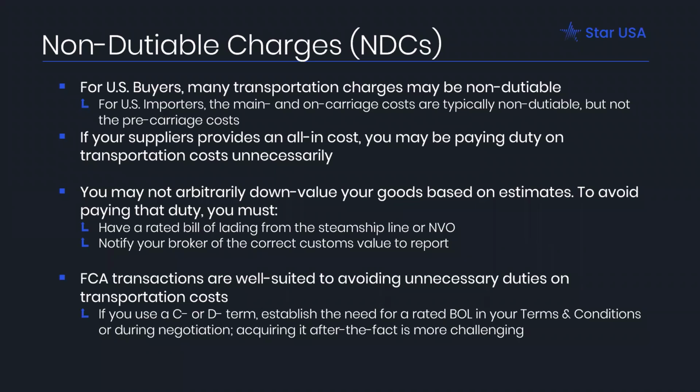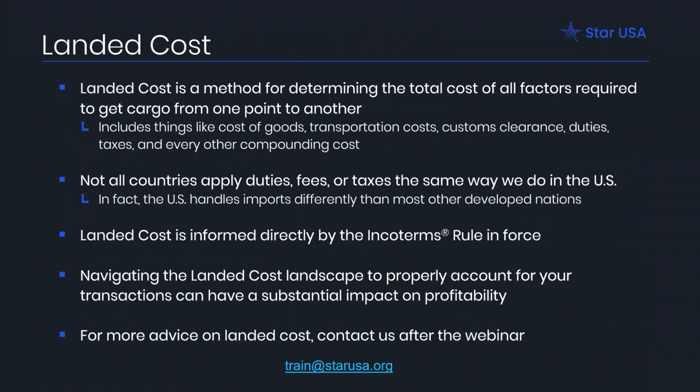You can't just use, well, freight prices are generally $2,000, particularly lately where freight prices are insane. You must have usually a rated bill of lading from a steamship line or the NVO that's handling the carriage of the goods. And you need to notify your broker that's handling the importation what the correct customs value is to report and provide them with that documentation to justify it. Typically, FCA transactions are best suited for avoiding unnecessary duties on transport costs. So if you buy on an F basis, then the main carriage and the on carriage, you're usually paying for separately from the cost of the goods, so you don't need to worry about it.